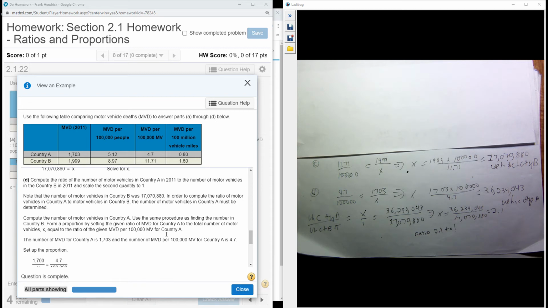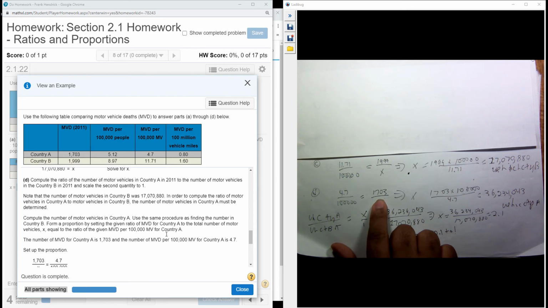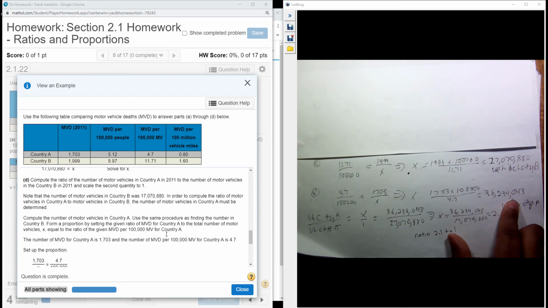Part D says compute the ratio of the number of motor vehicles in country A to the number of motor vehicles in country B and scale the second quantity to 1. So we know the vehicles there are in B. We have to find the number of vehicles in A. So motor vehicle deaths in A are 4.7 per 100,000, and there were 1,703 deaths overall. We can cross multiply and divide and find out how many vehicles there are in the entire country, and that's the number of vehicles there are in country A.